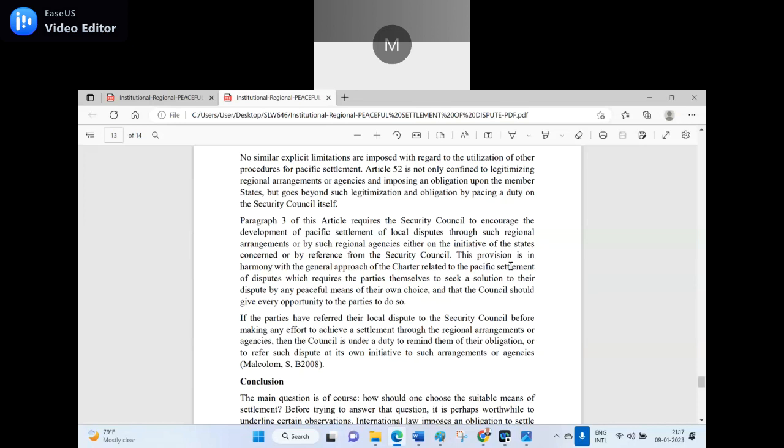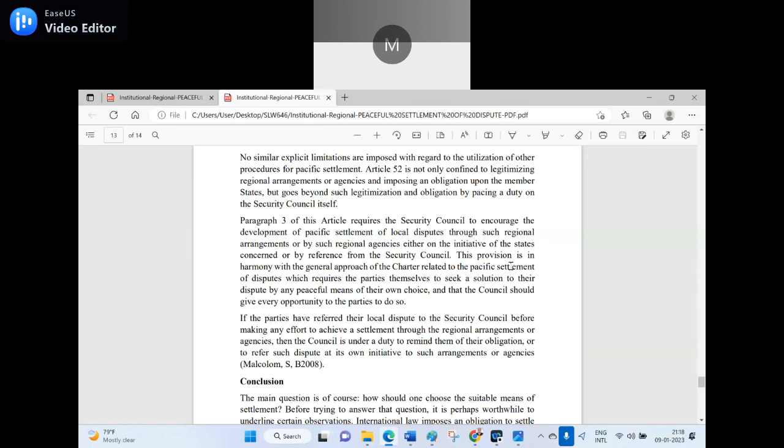If they could not resolve it, then they can report to the Security Council for the rescue. So, this provision is in harmony with the general approach that the Charter related to the Pacific settlement of disputes takes, which requires the parties themselves to seek a solution to the dispute by any peaceful means of their own choice, and that the Council should give every opportunity to the parties to do so. So the Security Council gives the opportunity to each state, those who are members of the regional agencies or regional institutions.